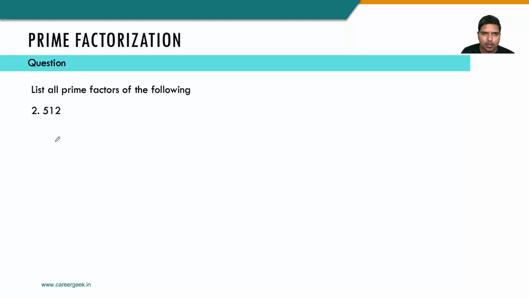Okay, you can try this. If you try, you get 2 power 9. 5 and 2 is 2 power 9. So I just have one prime factor. Okay. Same way, you can try this question. You should get 2 multiplied by 3 multiplied by 13 square. So the prime factors are 2, 3 and 13.